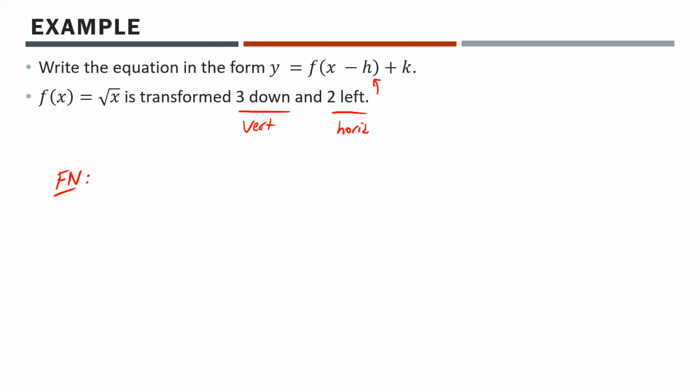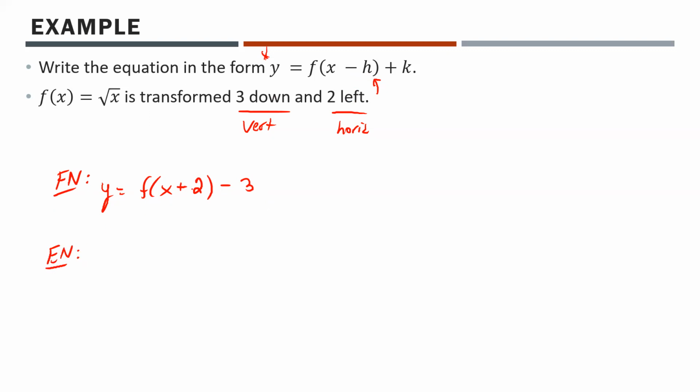With function notation, it always looks like this. So it's going to be y equals f of x. We're going to the left. That's our horizontal. Is it going to be plus or minus? Well, left is plus, so it's going to be x plus 2 because we went 2 left. And then we're going 3 down, so that's going to be minus 3. Boom, that's our function notation right there. That one's done. Now we go into equation notation.